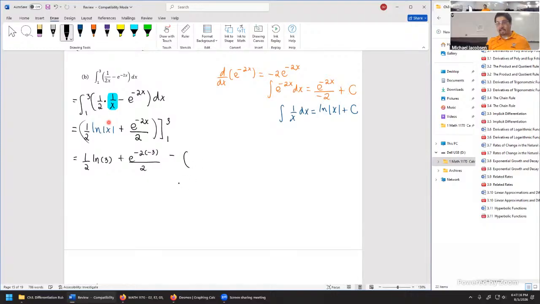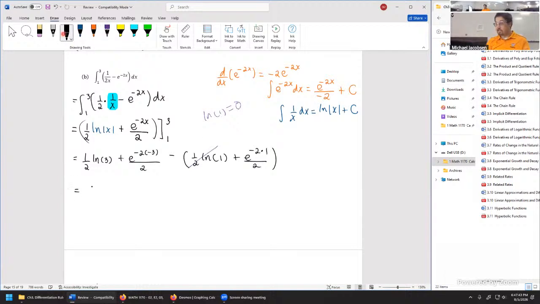They'll go minus. We're plugging in 1 now. 1/2 times natural log of absolute value 1 is just a 1. Plus e to the power of negative 2 times 1 over 2. So that's all of it together. This one's term is kind of nice. Natural log 1 is 0. So that whole term inside that group cancels right off.